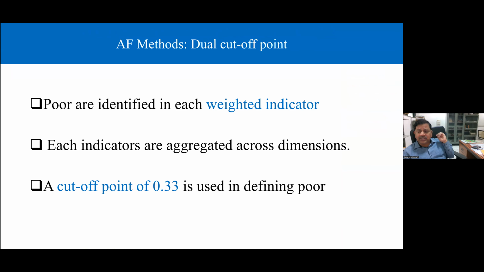Now, what does this method talk about? So this method, first, the cores are identified in each weighted indicator, because you define the core and assign them a weight, and they are called deprivations. Then what is done? Each indicator is aggregated across dimensions with the weighted indicators.